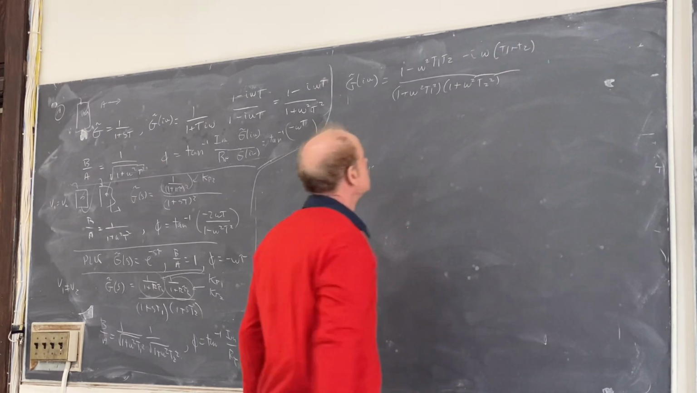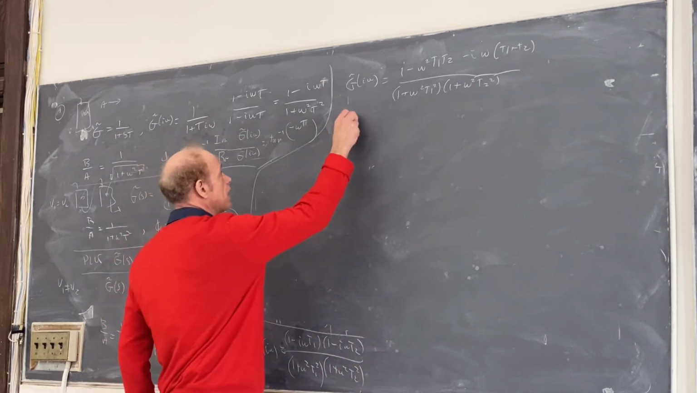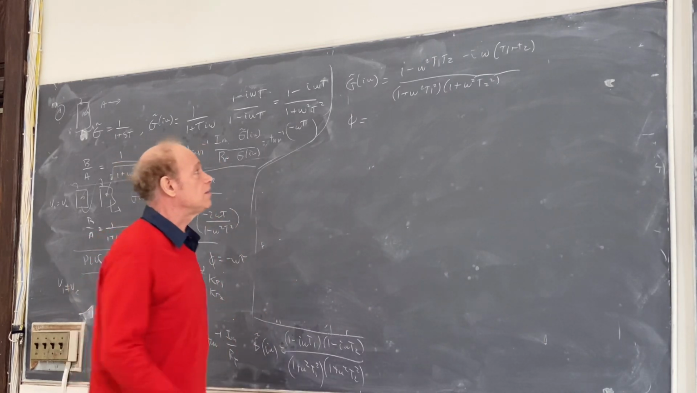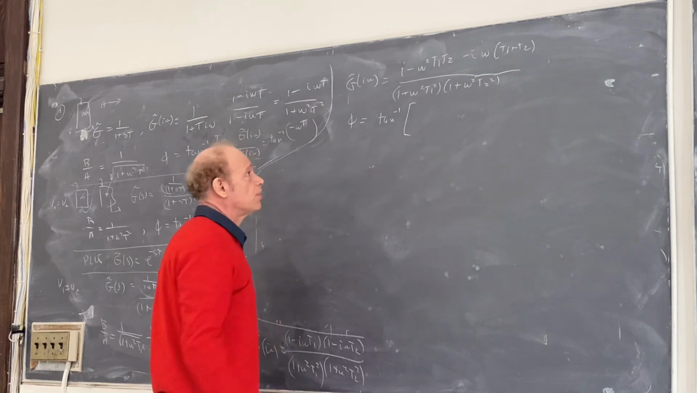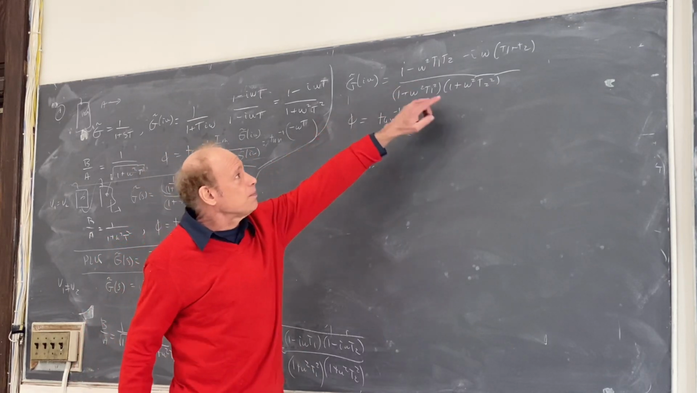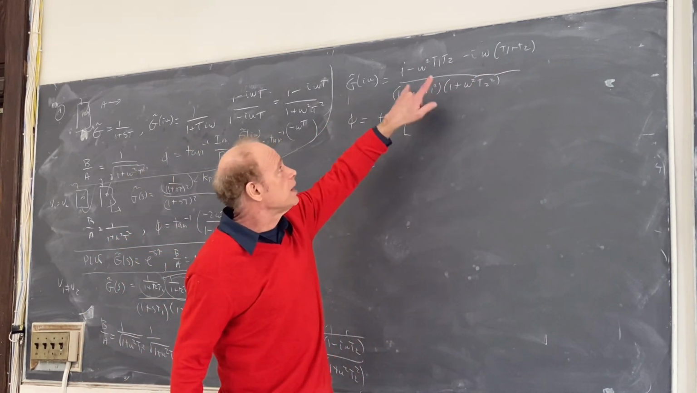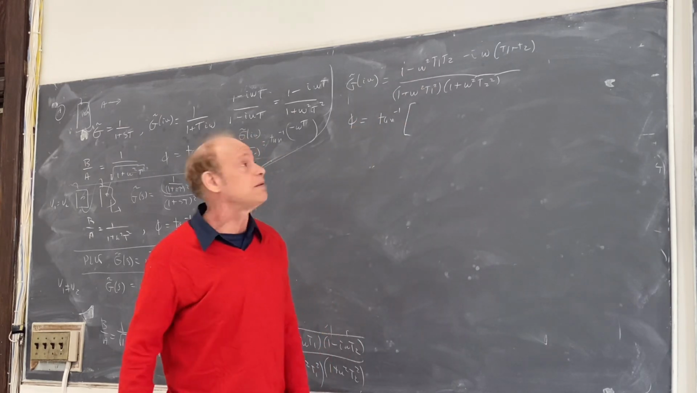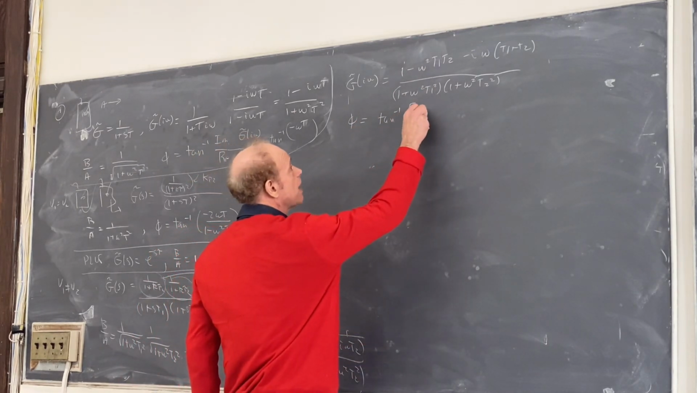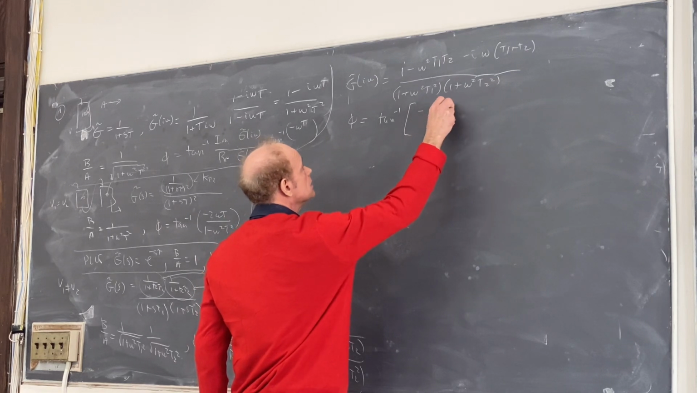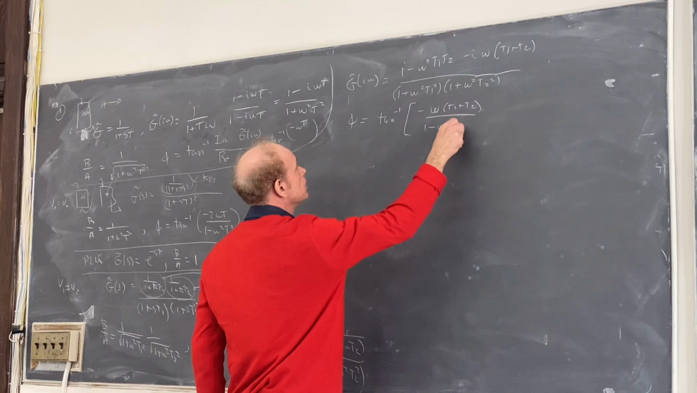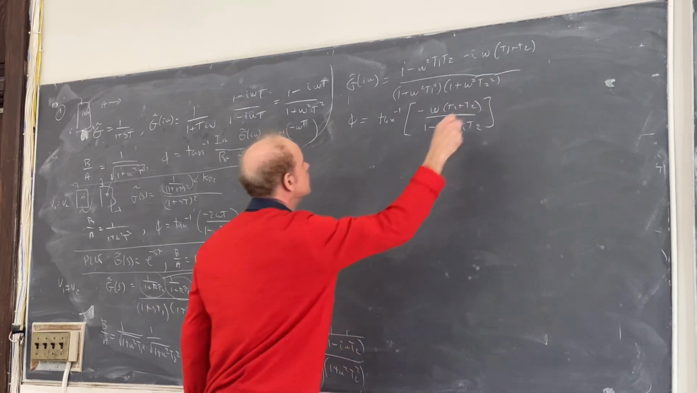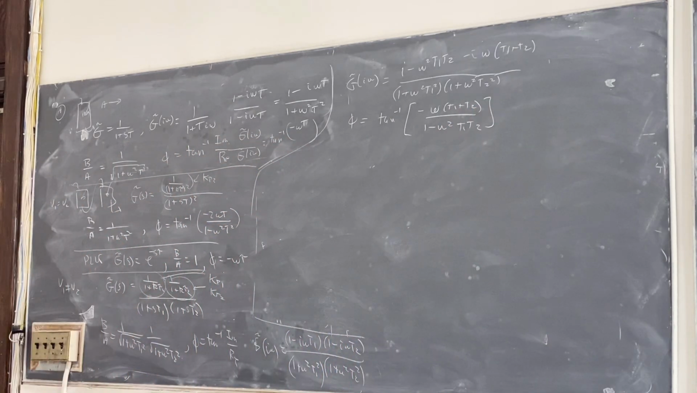So the phi in this case would be the arctangent of the imaginary part over the real part. Both the imaginary part, this over the denominator, and the real part, this over the denominator, have the same denominator. So I would just have minus ω(τ1 plus τ2) divided by 1 minus ω squared τ1τ2. So that would be the case for two CSTRs of different sizes.